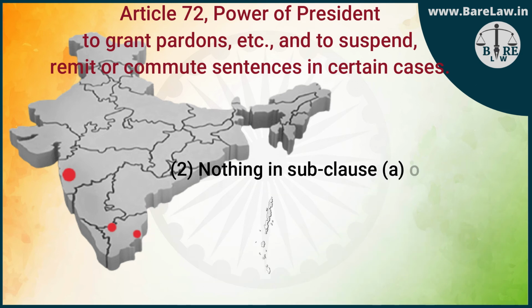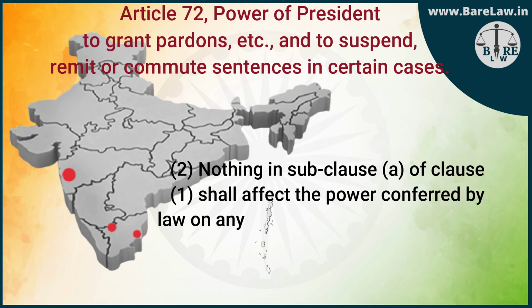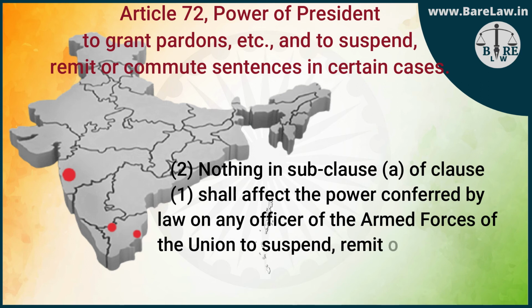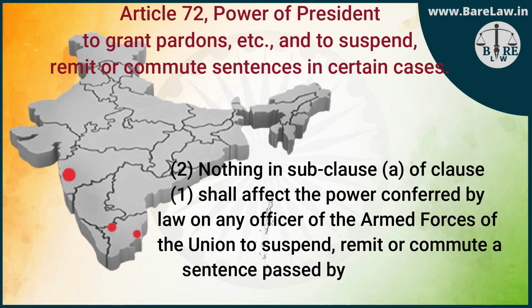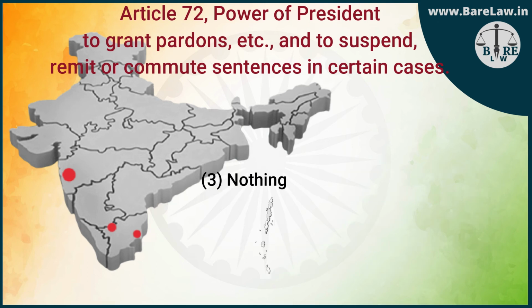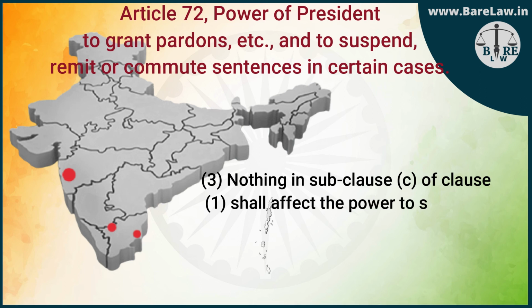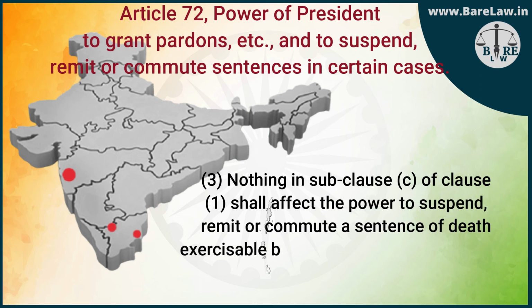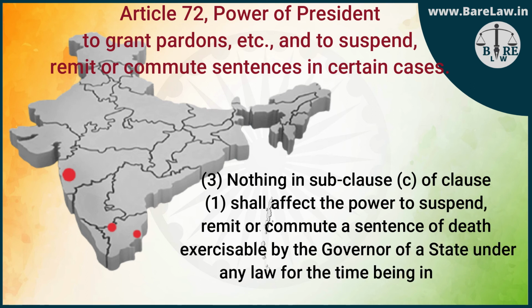Subclause 2. Nothing in subclause a. of clause 1 shall affect the power conferred by law on any officer of the armed forces of the Union to suspend, remit or commute a sentence passed by a court-martial. Subclause 3. Nothing in subclause c. of clause 1 shall affect the power to suspend, remit or commute a sentence of death exercisable by the Governor of a state under any law for the time being in force.